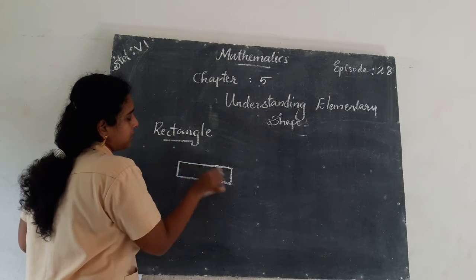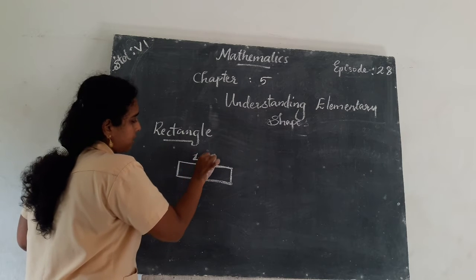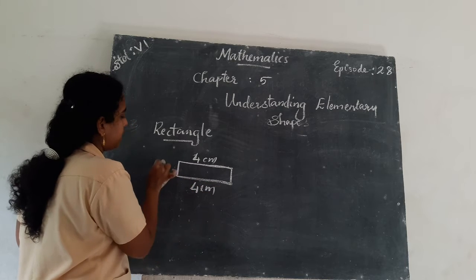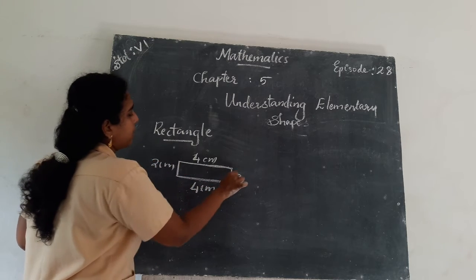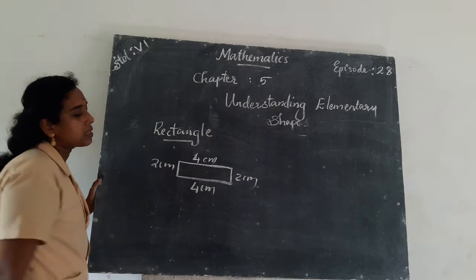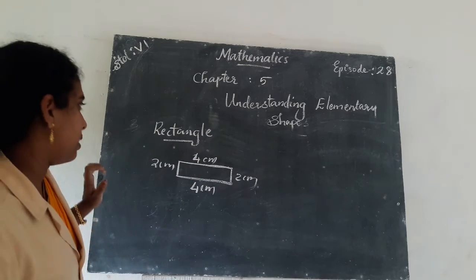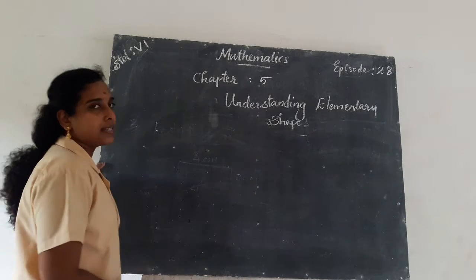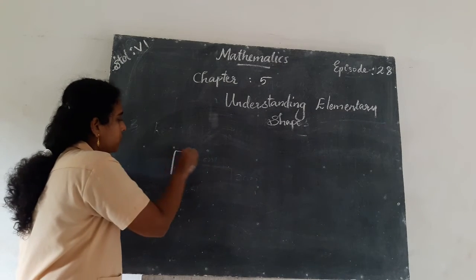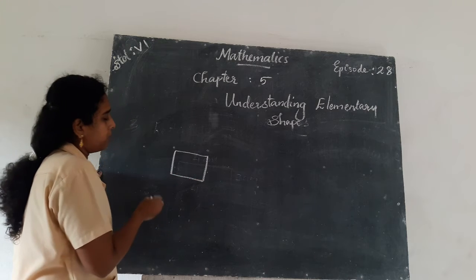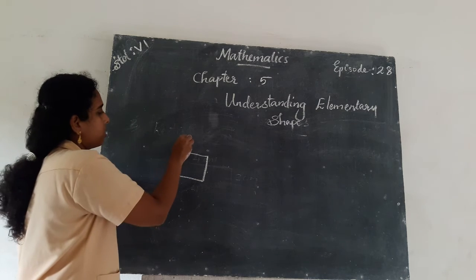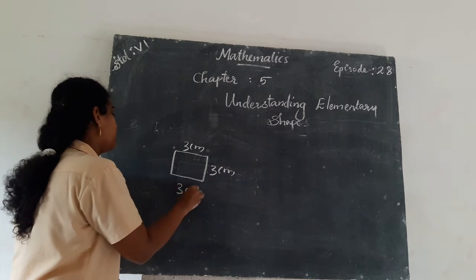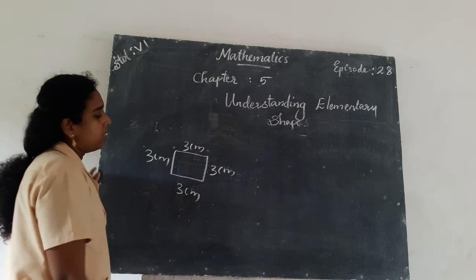If this side measures 4 centimeter, then the opposite side, that's this, also measures 4 centimeter. Here it measures 2 centimeter, and here it also measures 2 centimeter. The opposite sides are equal, and it is said to be a rectangle. Okay. Then a square means all the 4 sides are equal. 4 sides are equal length, then it is said to be a square. Okay. If this measures 3 centimeter, then the other 3 sides also measure 3 centimeter. Then it is said to be a square.